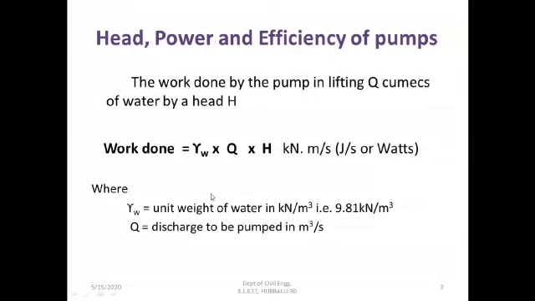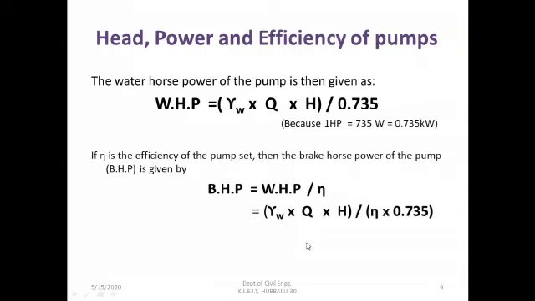Now coming to the work done by the pump in lifting Q cumecs of water by a head H, which is equal to rho W into Q into H, kilonewton meter per second or joule per second or watts. Where rho W is the unit weight of water in kilonewton per meter cube, that is 9.81 kilonewton per meter cube, and Q is the discharge to be pumped in meter cube per second.